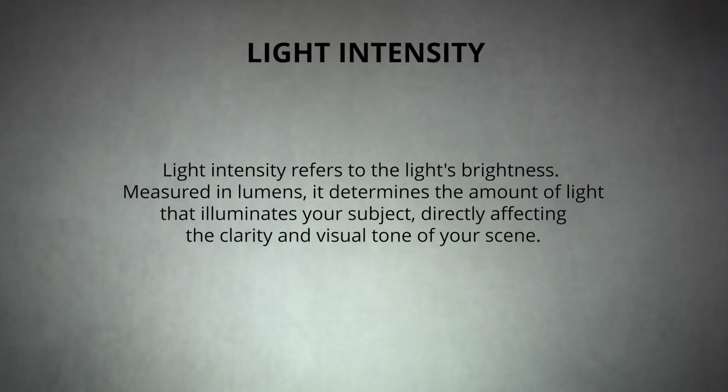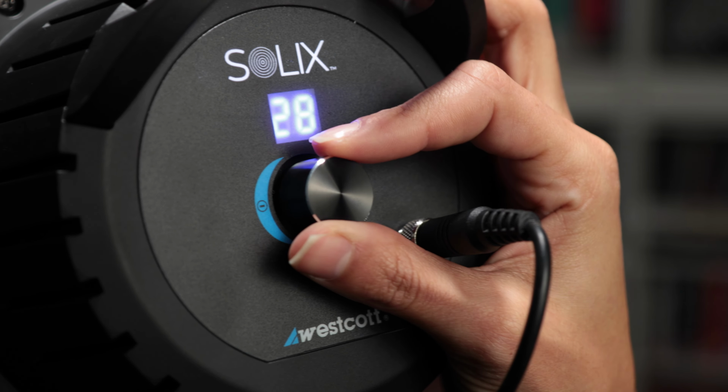What could light intensity do for your videos? Light intensity, or how bright your light source is, plays a critical role in the quality of your videos. Light intensity refers to the light's brightness. Measured in lumens, it determines the amount of light that illuminates your subject, directly affecting the clarity and visual tone of your scenes. To manage your light intensity, dim your light source.